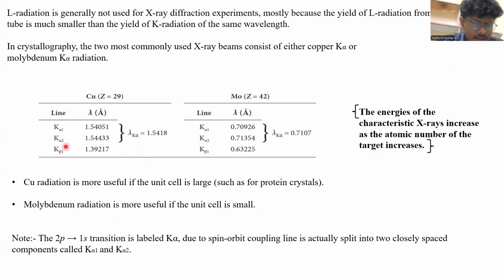Here, K alpha 1 and K alpha 2 lines: the 2p to 1s transition is labeled K alpha. Due to spin angular momentum and orbital angular momentum coupling, the K alpha line is actually split into two closely spaced components called K alpha 1 and K alpha 2.